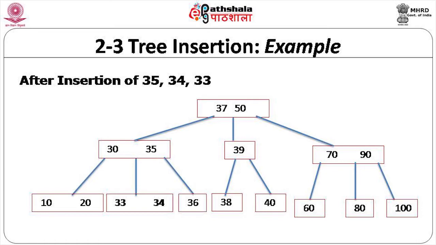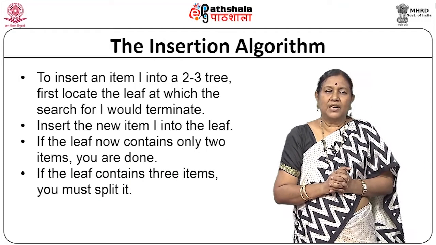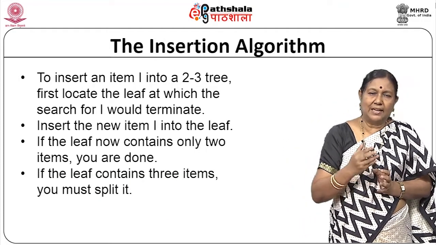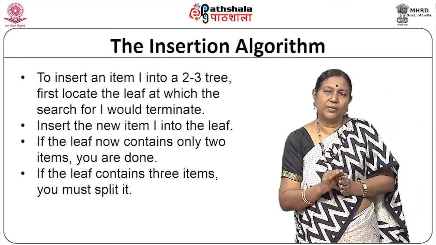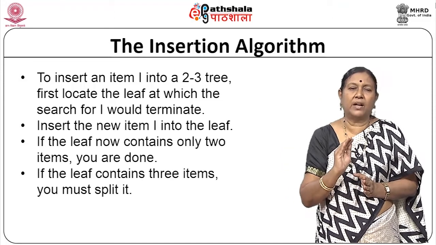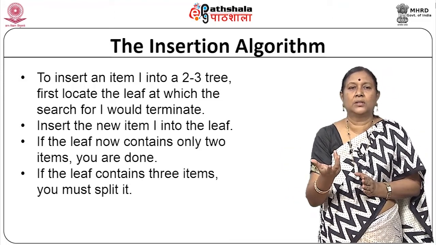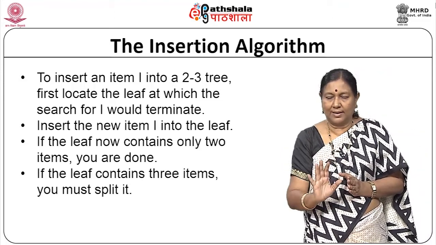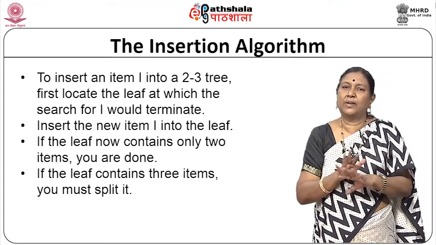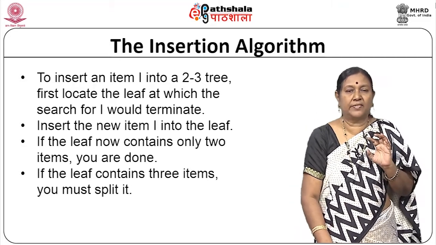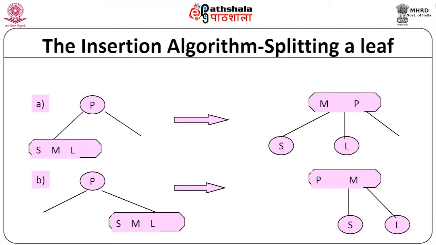So, to insert an item I into a 2-3 tree, first locate the leaf at which the search for I should terminate, then insert the new item into the leaf. If the leaf now contains only 2 items, then you are done. If the leaf contains 3 items, you must split it. So, basically we are doing a splitting operation as we saw from the example. So, the first operation is how to split this leaf, that is what we are going to answer now.